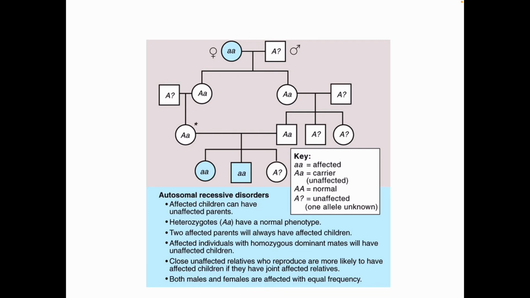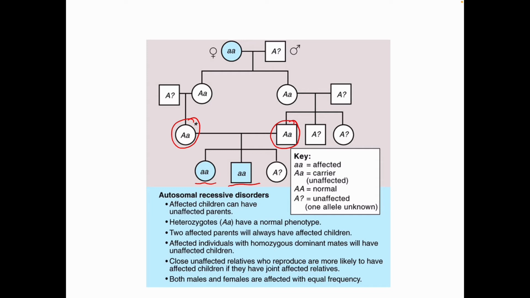This pedigree chart shows the inheritance of cystic fibrosis within a particular family. So, key things to look for with a homozygous recessive condition is that affected children can have unaffected parents. So you can see we've got 2 affected children here. However, both their parents are unaffected.